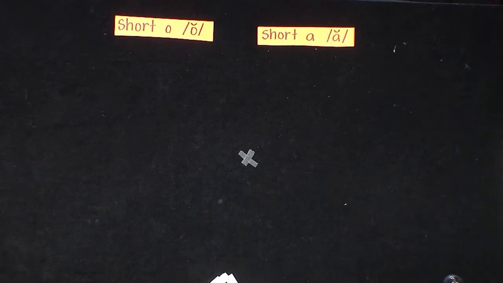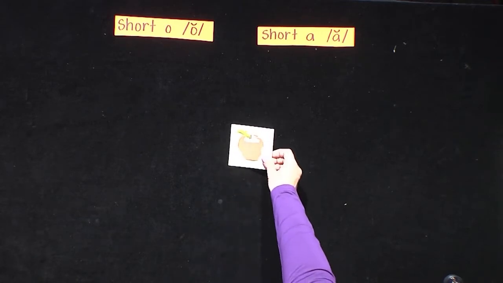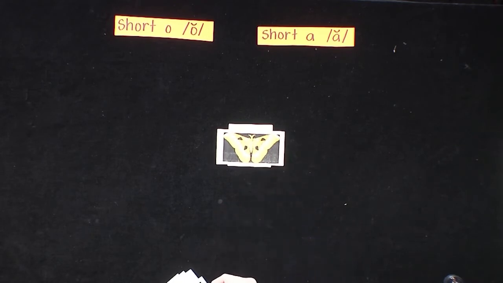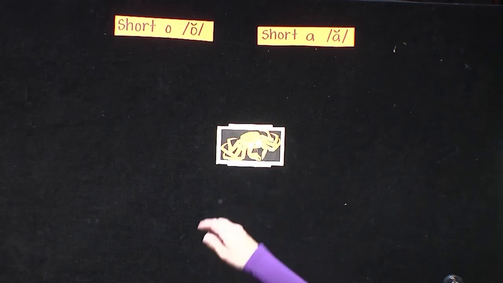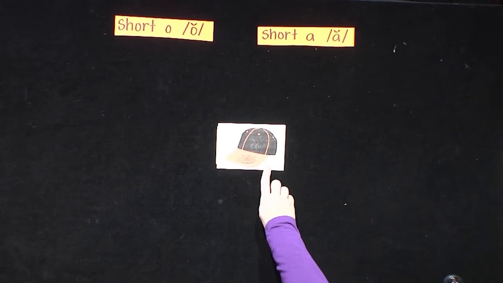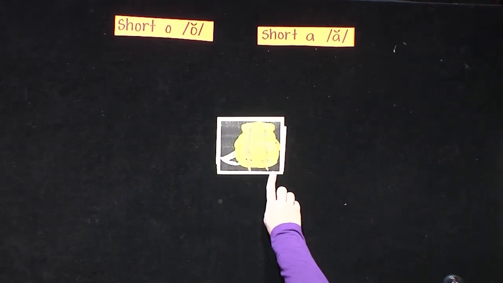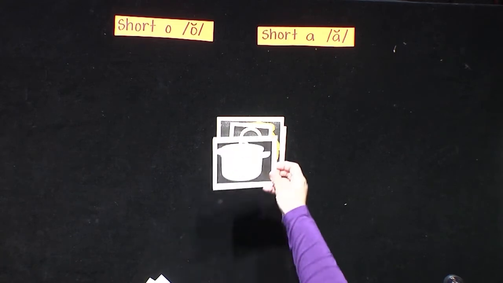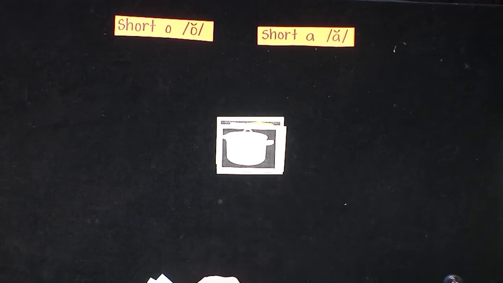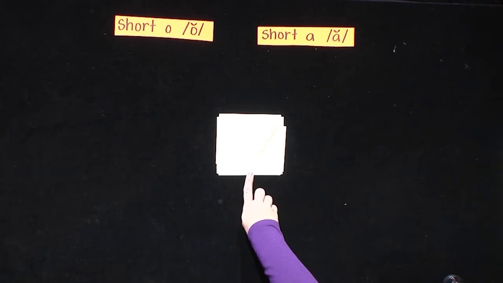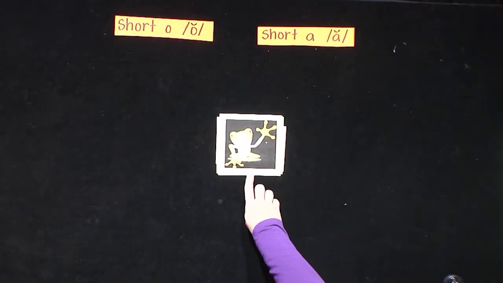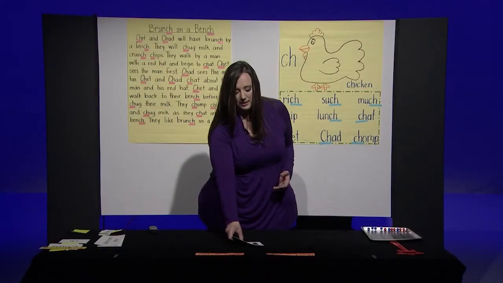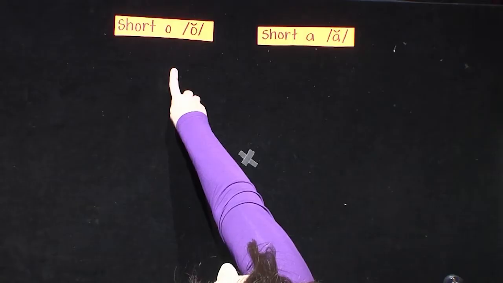First, let's go through the picture cards one at a time and make sure that we know what they are. Apple, moth, crab, hat, backpack, lock, pot, mop, frog, and map.